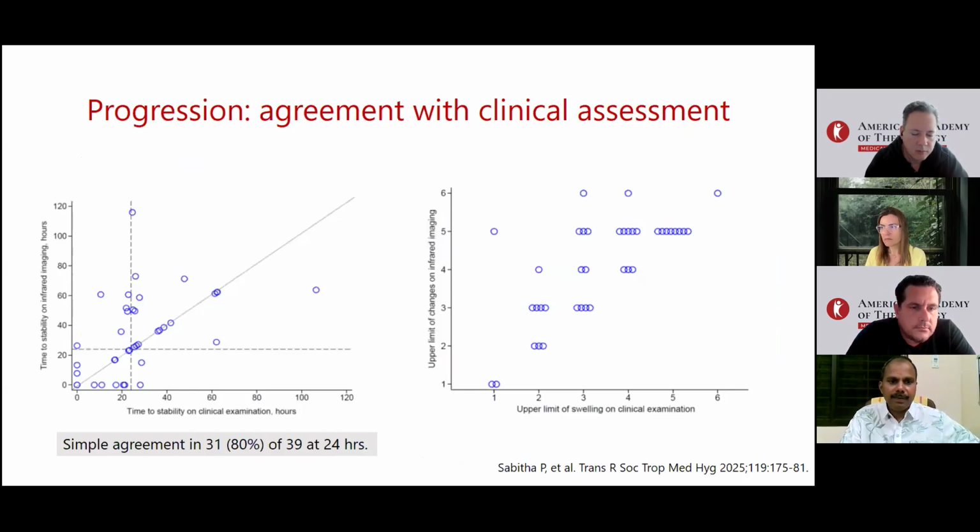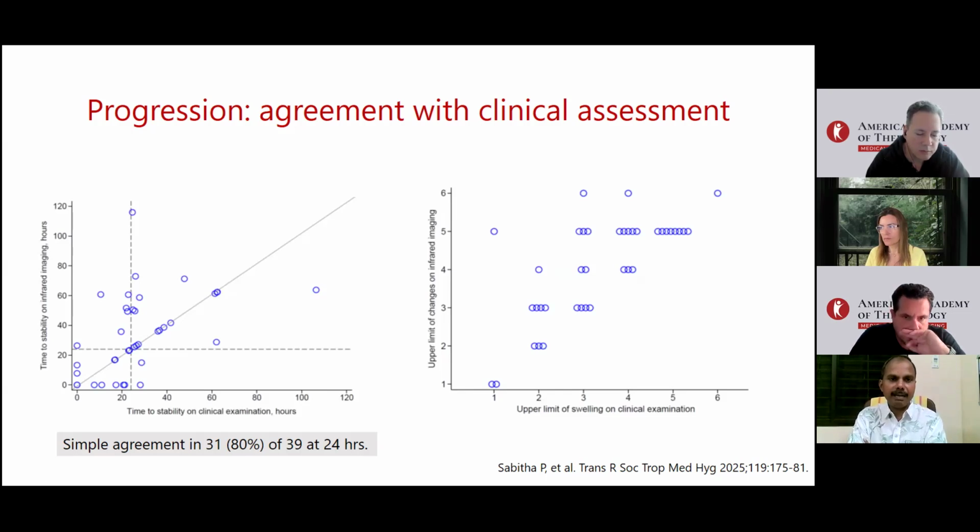Also, we were interested in how serial examination compares with the clinical assessment. So basically, we were looking at the time it takes for the swelling to reach its maximum. That time was assessed by clinical examination and by examining the thermal images. There was a good agreement between the time assessed using clinical examination and on infrared images at 24 hours. That is the time point at which half of the patients would have stopped progressing.